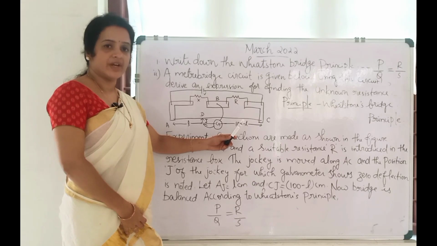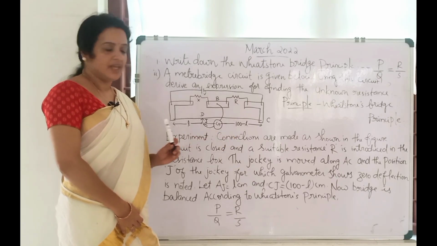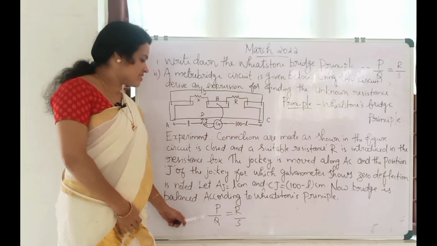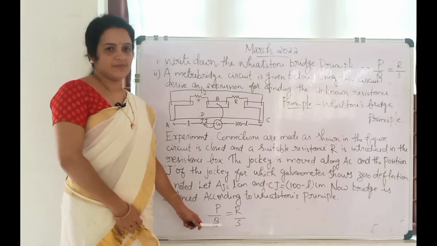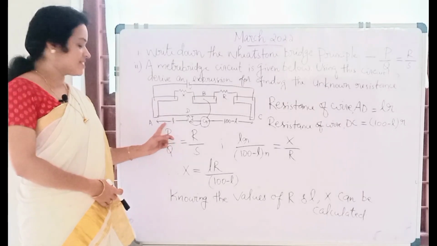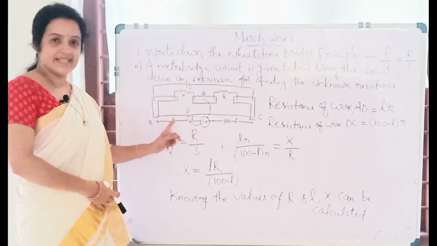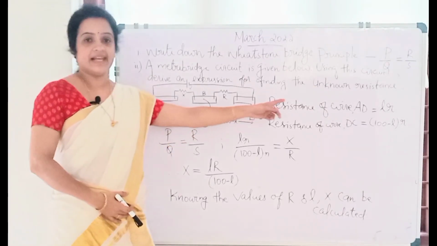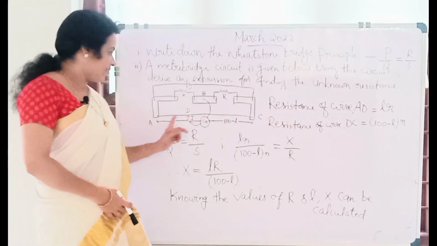Here also we can find the resistance. Then we can calculate the unknown resistance by using Wheatstone's principle. Is it clear? Here, what will be the resistance of AD? That means the length is L. Then we will get LR as the resistance of AD.